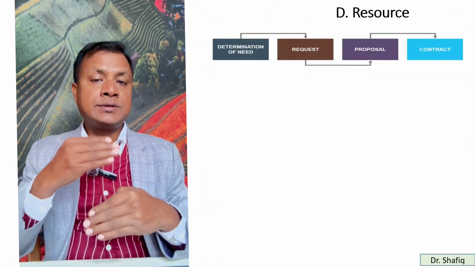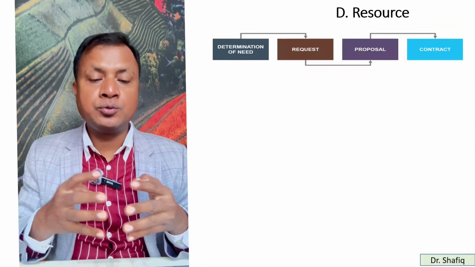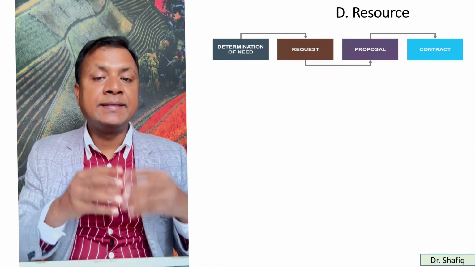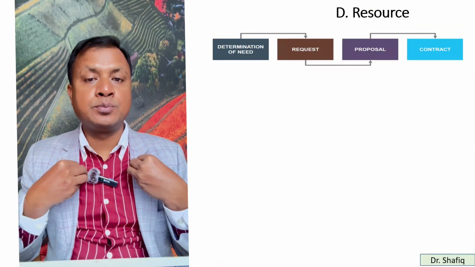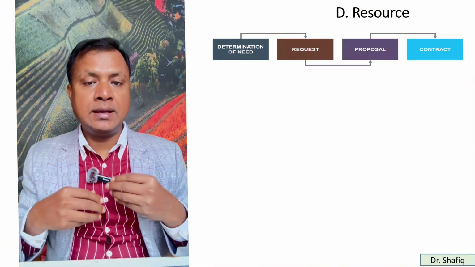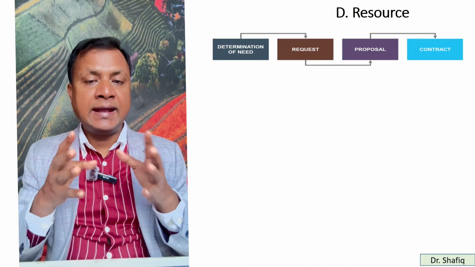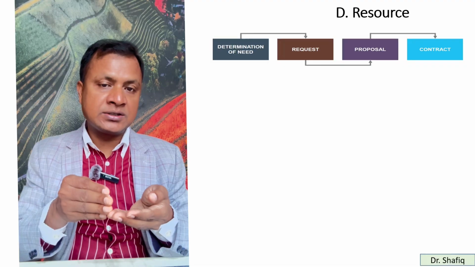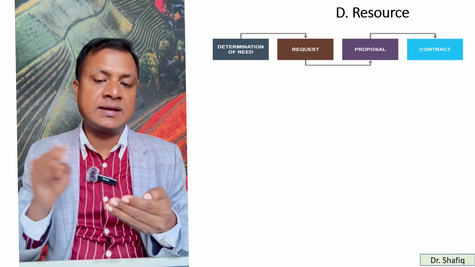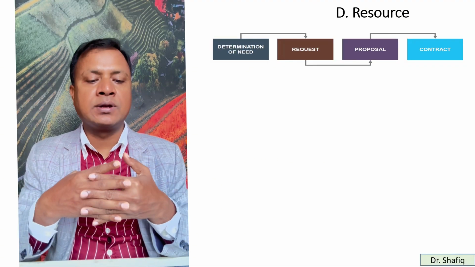Now, how is it actually procured? First, we determine the need. Then we request. We means from the project side, buyer, we request for the supply. And then there are some proposals, expressions of interest from the seller side. And then we make the contract.